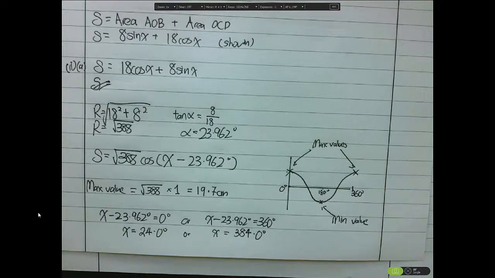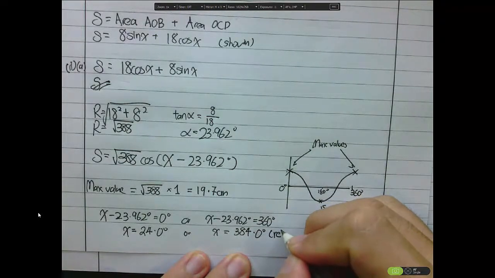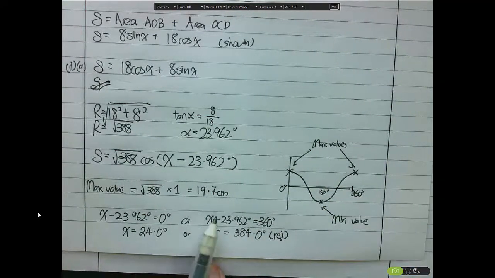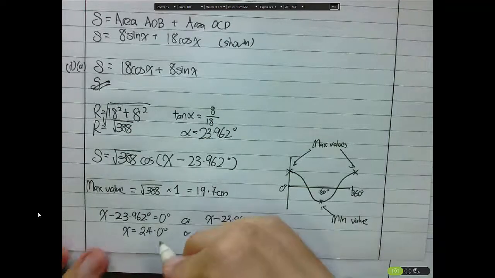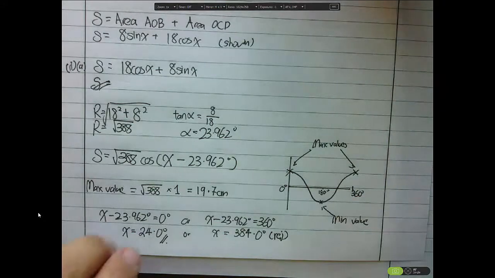So based on logic, which one should we be rejecting? Quite obviously we should reject this answer. So that means my maximum value is 19.7 cm and it occurs when x is equal to 24.0 degrees. And that is for 2 part A. Now we do 2 part B.